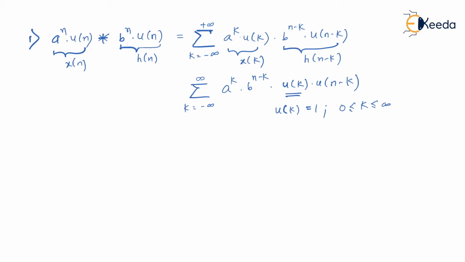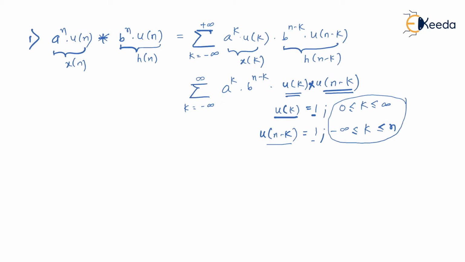Am I right? Whereas u of n minus k is also a unit step signal, which is 1 when k is lying between minus infinity to n. Is that right? So now we should understand that the magnitude of u of k is 1, and the magnitude of u of n minus k is also 1. Rather than saying magnitude, I can say amplitude also. So the amplitude of u of k is 1, the amplitude of u of n minus k is 1, and what we are performing between them is a multiplication. So the multiplication will result in 1 provided they have got a common area. So from this you have to get a common area.